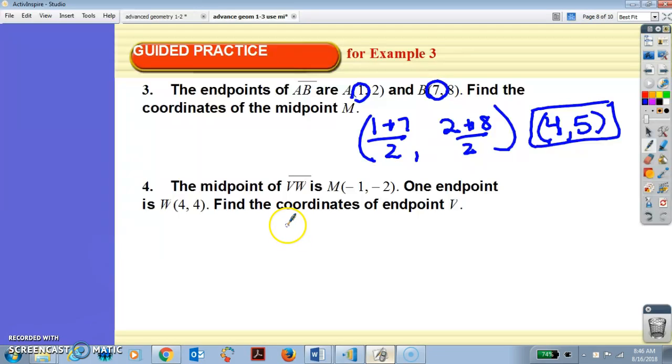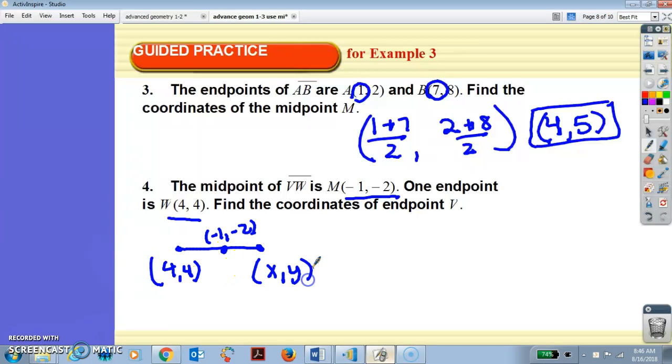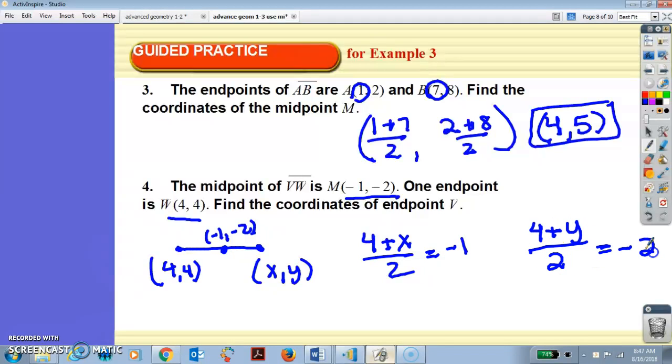The midpoint of VW is (-1, -2), and one endpoint is (4, 4). What are the coordinates of the other endpoint? I just like to draw this out as (4, 4), (-1, -2). I don't draw it anywhere to scale, obviously this is not on a coordinate plane. And then my last one is going to be (x, y). It just helps me visualize. 4 plus what divided by 2 is -1. And 4 plus what divided by 2 equals -2.